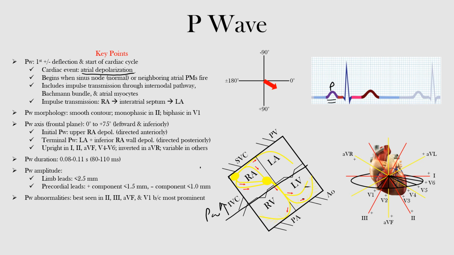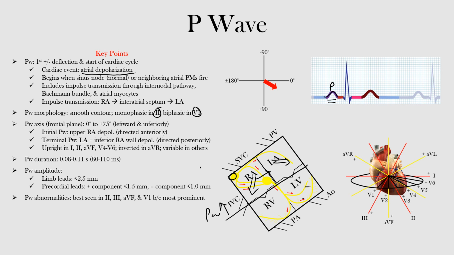So remember, we're starting here in the sinus node, so we have this initial portion of the right atrium depolarizing first, okay, that vector, and then it starts to spread leftward through this interatrial septum, and then this left atrium depolarizes, okay? Now in terms of the P wave morphology, how it appears, it has a smooth contour, okay, notice the smoothness of that P wave, and it's monophasic in lead 2 and biphasic in lead V1, okay?